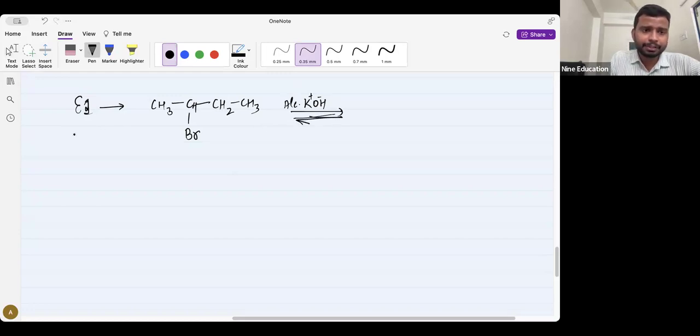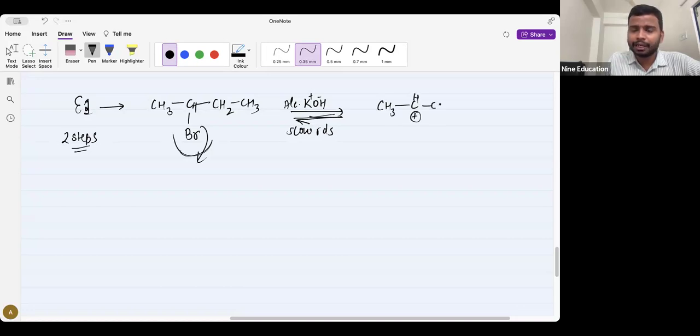It happens in two steps. E1 elimination happens in two steps. The first step will be our rate determining, slow step. So what will happen in the first step? Bromine itself will go, because of solvolysis and removal of this bromine by the solvent. Here a positive charge will be made, a carbocation will be made, with CH2 and CH3.